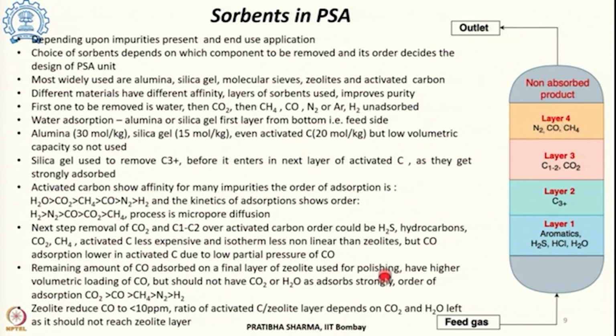Even in the zeolite layer, the order of adsorption is highest for CO2, then CO, then methane, then nitrogen and hydrogen. With this final layer, we can even reduce the carbon monoxide content to less than 10 ppm. And finally, the unadsorbed product is there, which can be collected at the outlet.